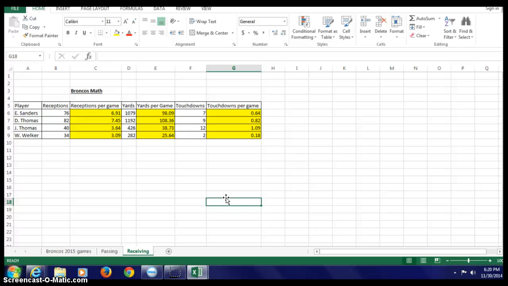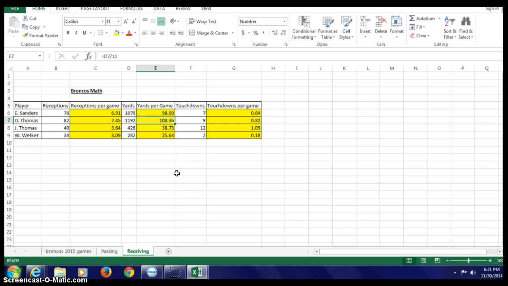And by creating the spreadsheet and using Excel, we can see that Demaryius Thomas has the most receptions per game at 7.45, and Julius Thomas has the most touchdowns per game at 1.09. However, Demaryius Thomas definitely has the most yards per game at 108.36.